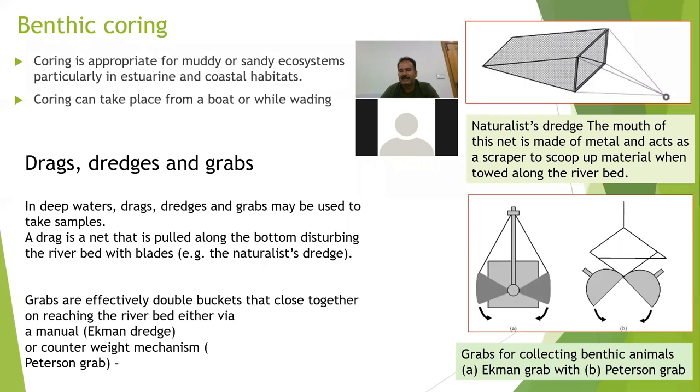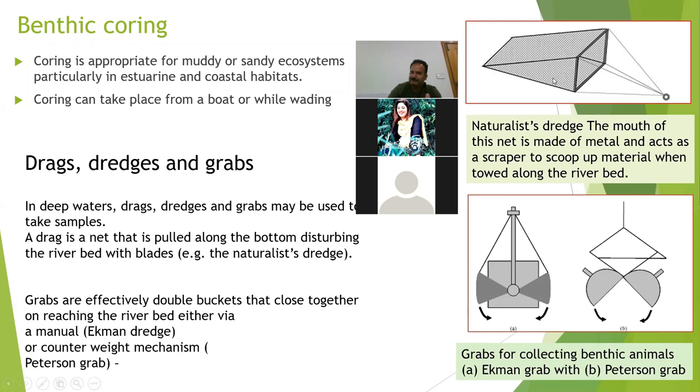For this purpose, we have the naturalist dredge, and the mouth of this sampler is made up of a metal frame. When we drag on the bottom surface of any estuary, river, stream, or coastal area, animals from the bottom will be collected inside the mesh, and then we will study these macro invertebrates. Such samplers scrape the animals from the sediment surface. Such samplers could be good for the collection of sediment-dwelling animals.